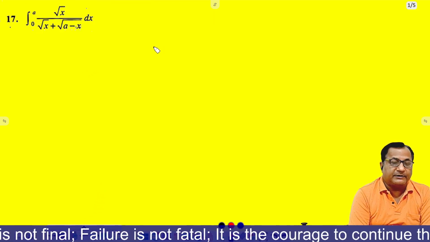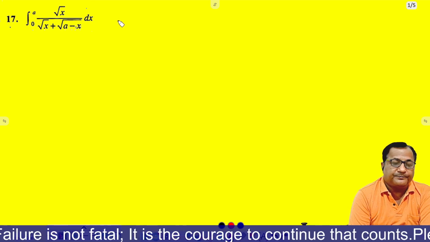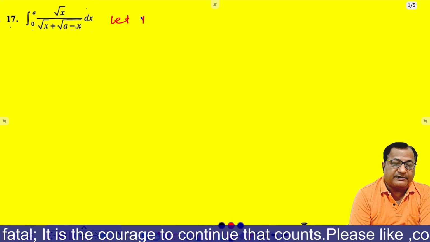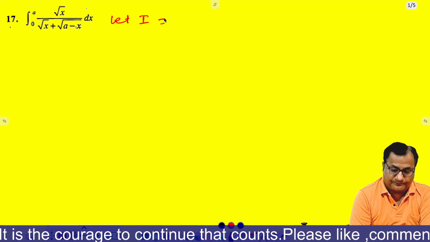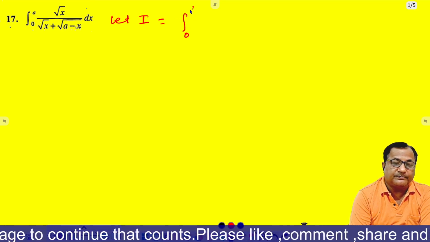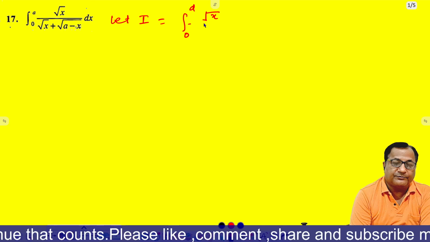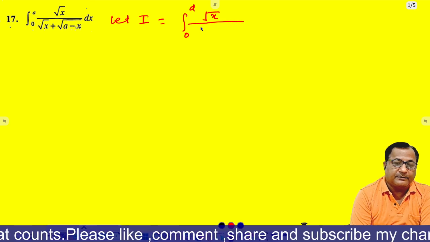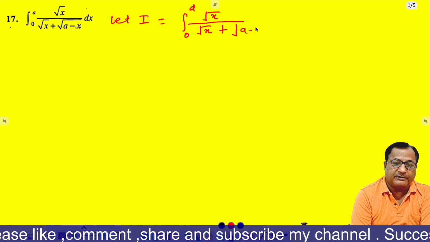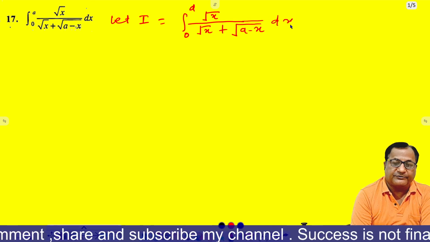We have to find the definite integration of this. So let I is equal to the integral from 0 to a of root x divided by root x plus root a minus x, dx.